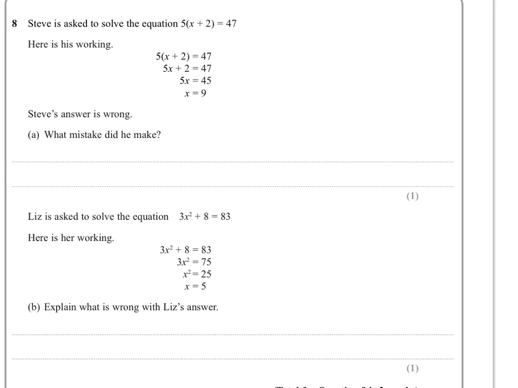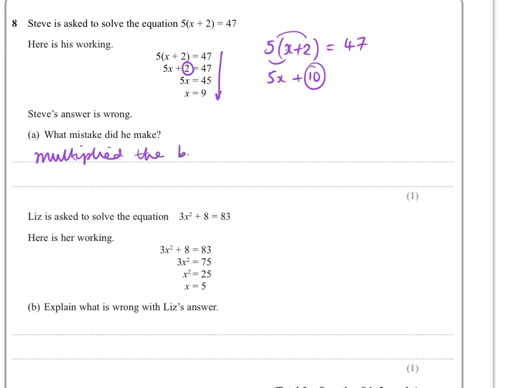Question 8. Steve is asked to solve the equation 5 lots of x plus 2 equals 47, and it shows the working out down here, and it says Steve's answer is wrong. What mistake did he make? Well, if we start with 5 lots of x plus 2 equals 47, if we multiply the brackets out, we'd have 5x plus 10, and that's where the mistake was. So he multiplied the bracket incorrectly.